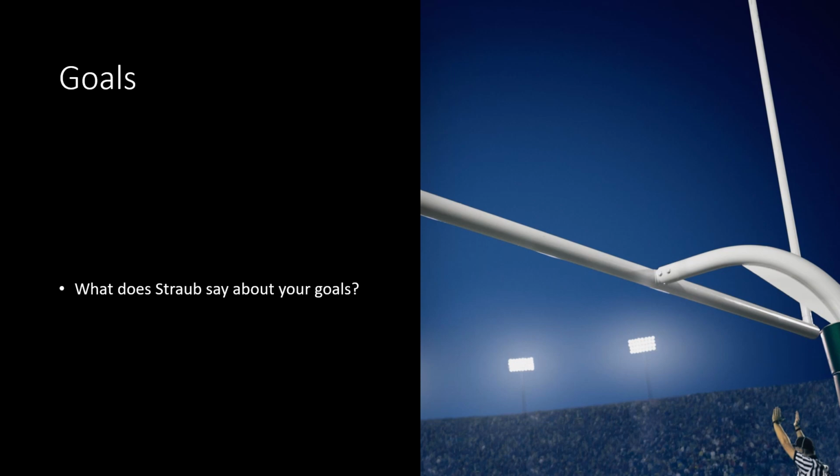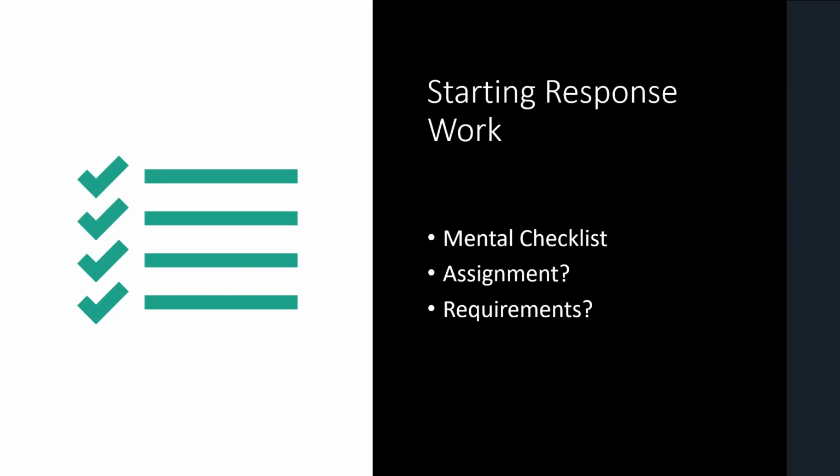And your goal here, Straub says some things about that. So if you don't remember this, go back and look at Straub, I guess. When you start response work, you do need to think about the mental checklist. What was the assignment? What were the requirements? Once you have that checklist, if you see a paper that's missing something that was required, definitely talk to them a little bit about that so that they maybe will remember to do it next time.